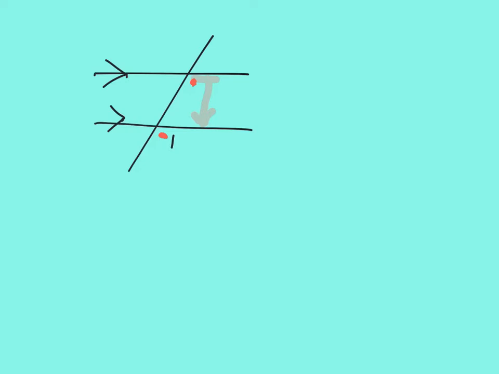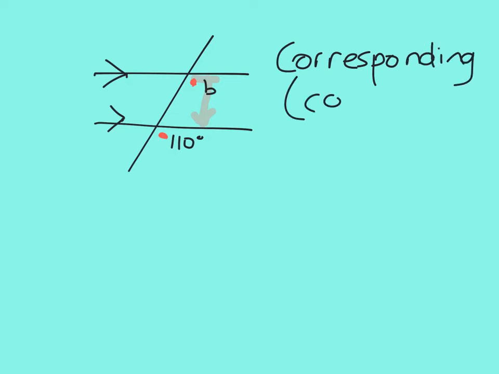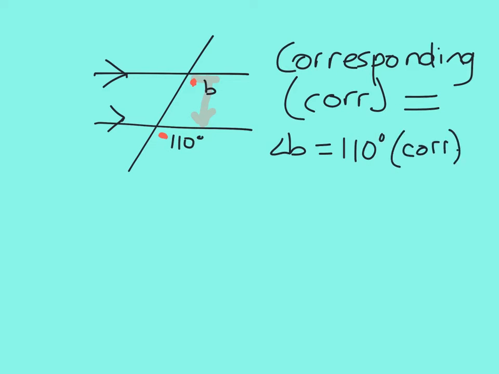So let's call this one 110, and we'll say that this is B. These are called corresponding angles. Your proof is core, and they are equal, they're congruent. So I could say that angle B equals 110 degrees because of corresponding. If I knew another letter, then I could say angle B equals angle Z or something like that, which equals 110 degrees because of corresponding.